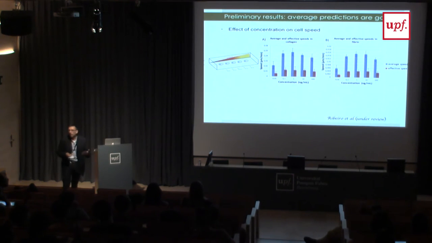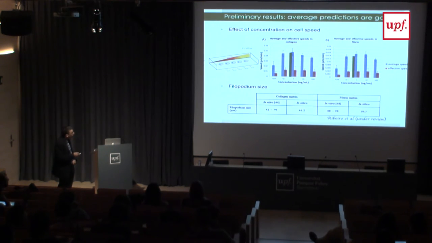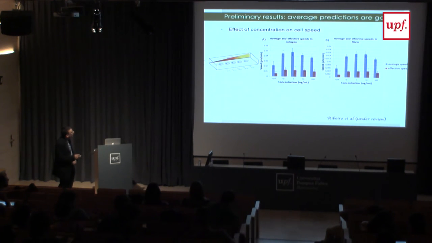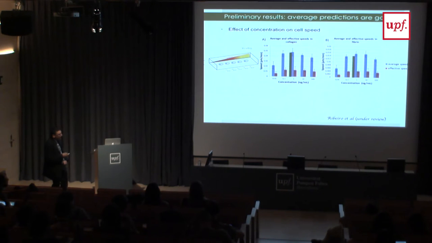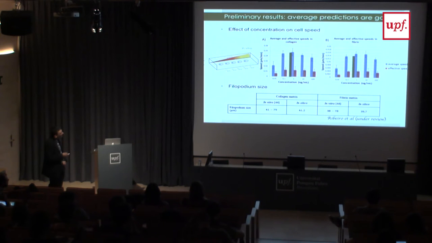So it's clear that with the model we can obtain many results, and we can observe, for example, the influence of different chemical factors depending on where the cell is. We obtain different speeds in collagen and in fibrin. If we compare with the experimental results, we can observe that in vitro, on average, our results are quite good. If we compare the size of the protrusion of the filopodium, the prediction is not so good, and we are working to improve this part. But more or less, the definition of the movement is good.